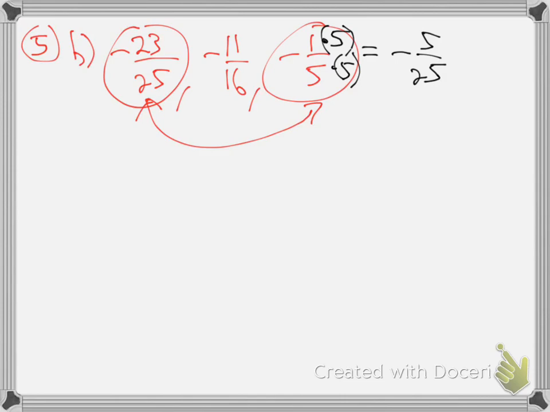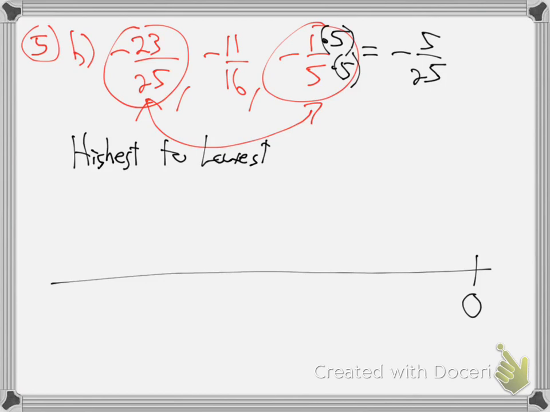So you want to go from highest to lowest. But they're all negative, aren't they? So that's kind of confusing, isn't it? If 0's there, then the highest will be the least negative. So anyway, here's minus 23/25. Here's minus 1/5. You agree so far? Because that's minus 5/25. It's not as far into the negative territory. So this is negative 5/25. Negative 23/25 is more negative.